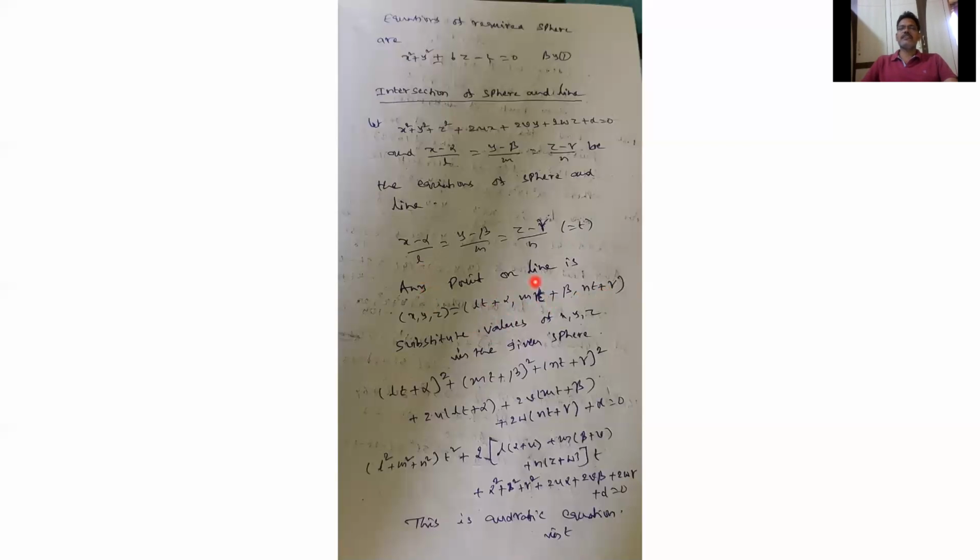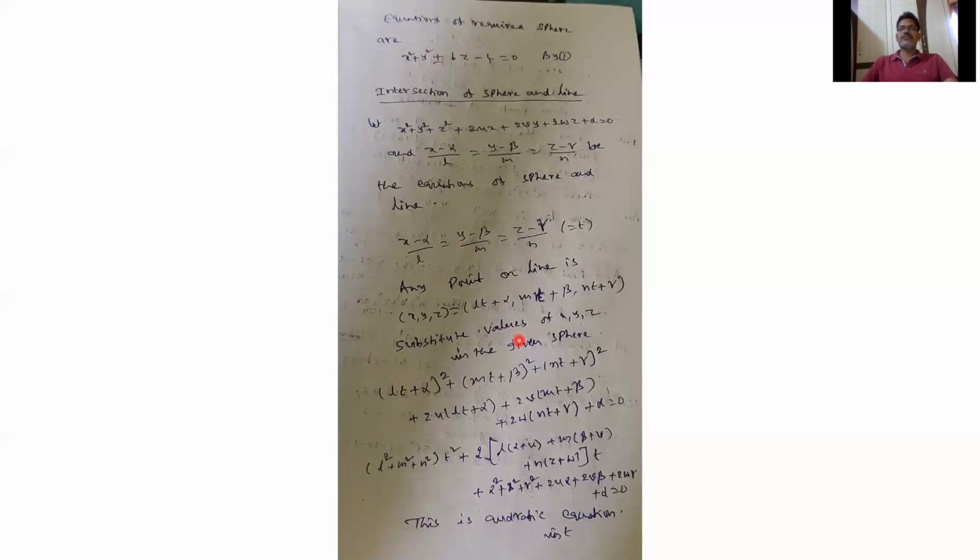If you take the first and last, (x minus alpha) by l equal to t, we'll get x minus alpha equal to lt. That is, we get x equal to lt plus alpha. If you take these two, (y minus beta) by m equal to t, y minus beta equals mt, we will get y is equal to mt plus beta. And similarly, if you take these two, z minus gamma equal to nt, z equal to nt plus gamma.